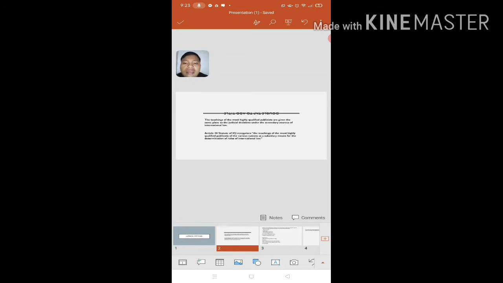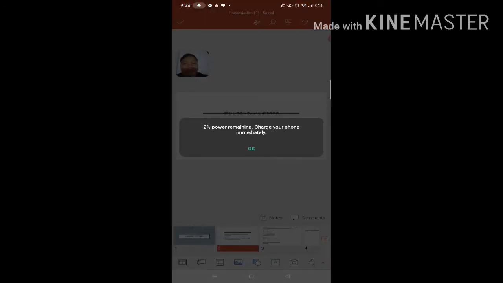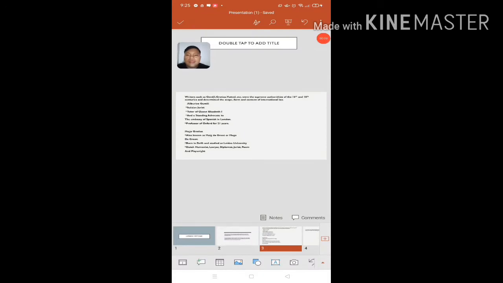Let's continue. Article 38 of the Statute of the ICJ recognizes the teachings of the most highly qualified publicists of the various nations as a subsidiary means for the determination of rules of international law. This means that in order to support the rules of international law, they need a highly qualified publicist to support the law. Writers such as Gentili, Grotius, Vattel, and others were the supreme authorities of the 16th to 18th centuries and determined the scope and content of international law.